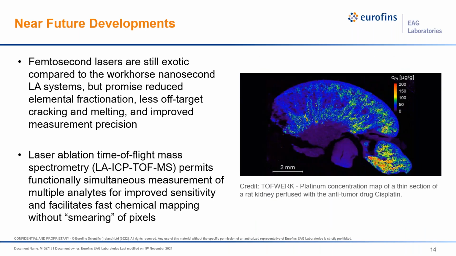Another hardware development is on the mass spectrometer end of the equation rather than the laser. Instead of using sequential mass spectrometry, where different isotope masses are measured one at a time consecutively, time-of-flight MS offers functionally simultaneous data collection, which is ideal for measuring many analytes in the same analysis, and especially for chemical mapping applications. And you can see here on the right, this image from TOFWERK, which is a manufacturer of time-of-flight mass specs. This is a concentration heat map of platinum in a thin section of a rat kidney perfused with the heavy metal-based anti-tumor drug cisplatin. And this is actually not a terribly exotic application. Biomedical applications like this are a quite common use of laser ablation chemical imaging.